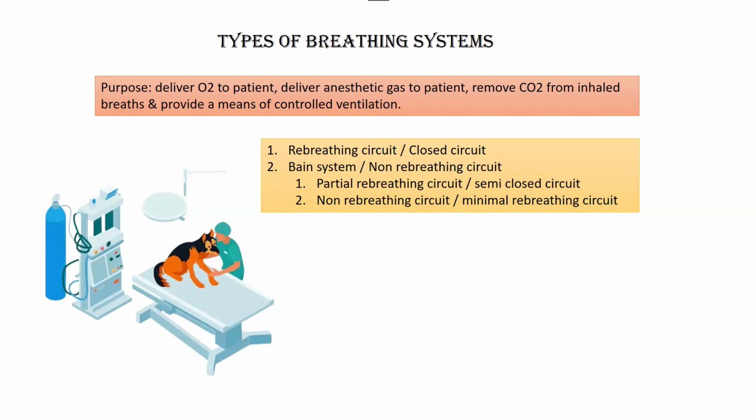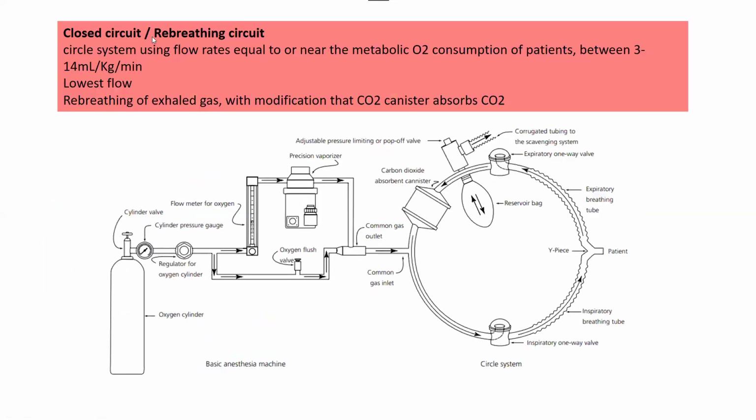So this is the non-rebreathing circuit, and in non-rebreathing circuits we have two further types: number one, partial rebreathing or semi-closed, and number two, complete non-rebreathing circuit, that is minimal rebreathing circuit. So let's see each one by one. First is the closed circuit or rebreathing circuit.